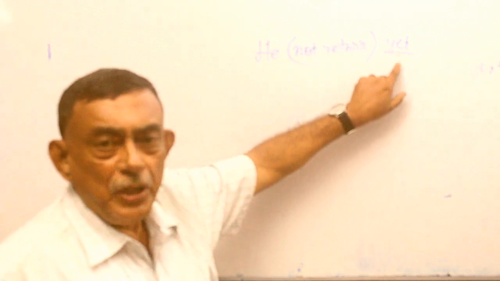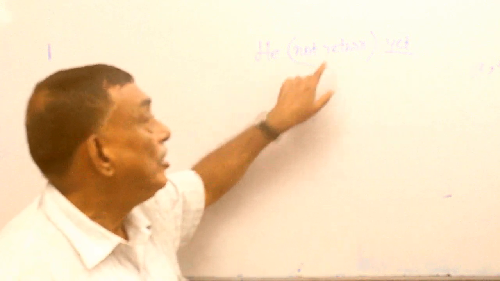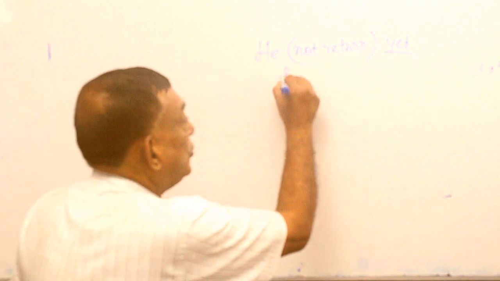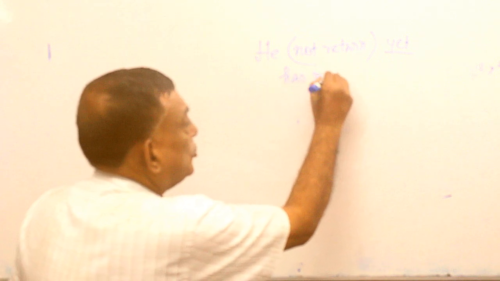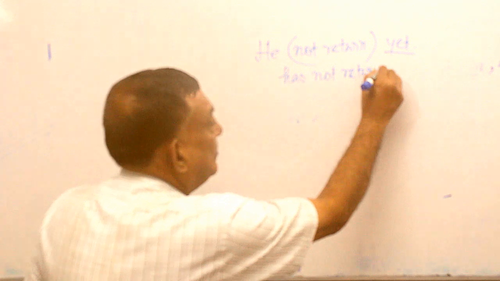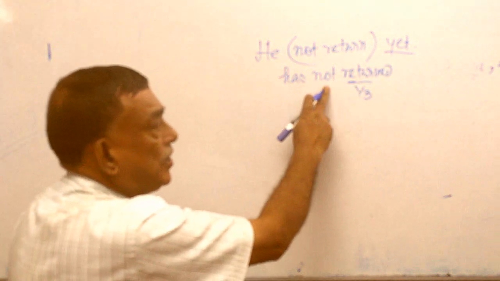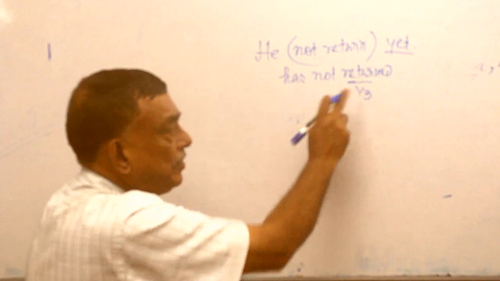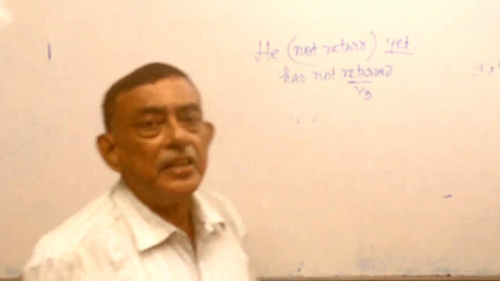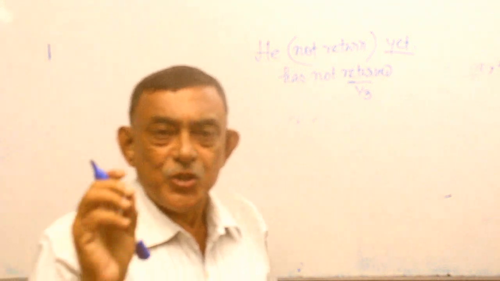Now, what is the implication of "yet"? It is the indicator of present perfect tense. Immediately you change "not return" to "has not returned": has plus not plus V3, which is "returned". That is the V3 portion. Has plus not adverb, and after that V3, then "yet". It is the correct answer. In the options you will find it, and you just tick it. I think I have understood properly.